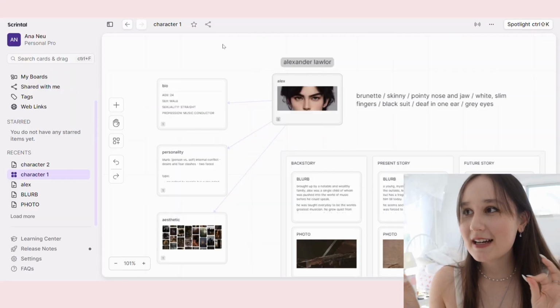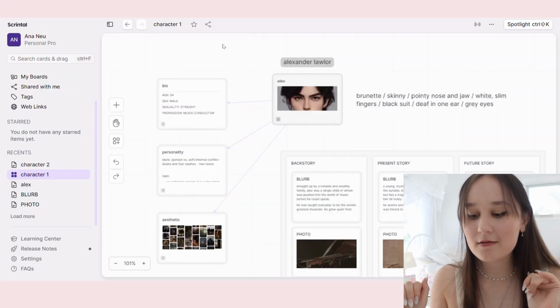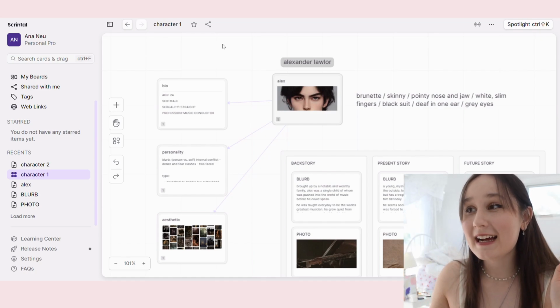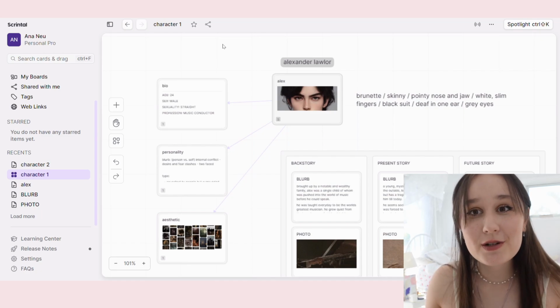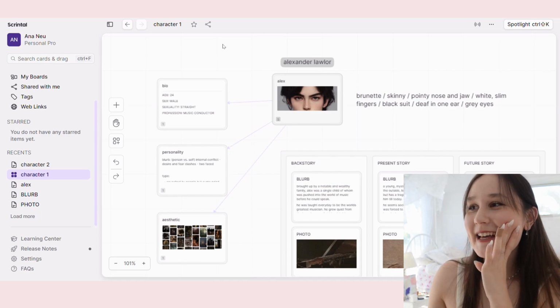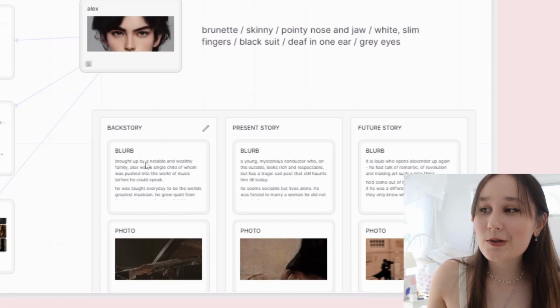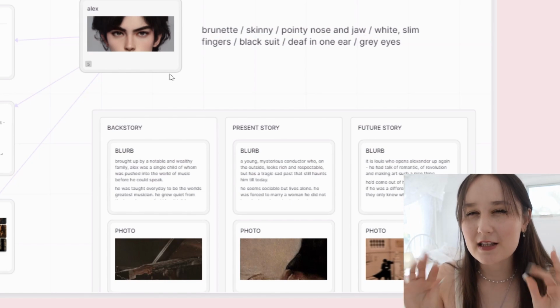So as you guys see, I have my beautiful Scrintle page. Y'all don't know how aesthetic this is. I'll have a little template that looks exactly like this down below for you guys to download and use in your own Scrintle program. I'm going to be going through it, telling you guys all the things that you can really think about to brainstorm, especially the second thing I'm going to be talking about in this video, which is down here, the backstory, present story, and future story. That is the most important thing.